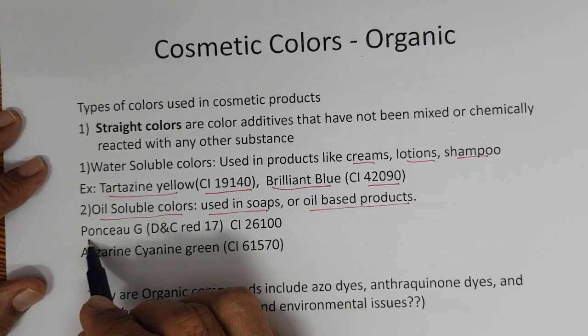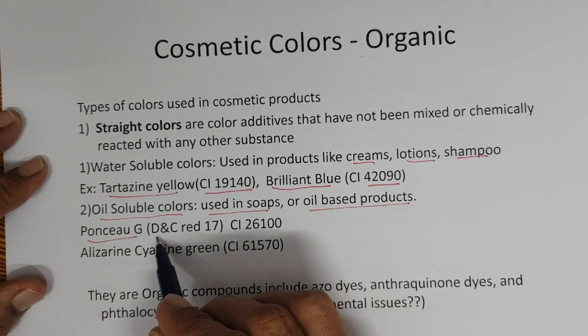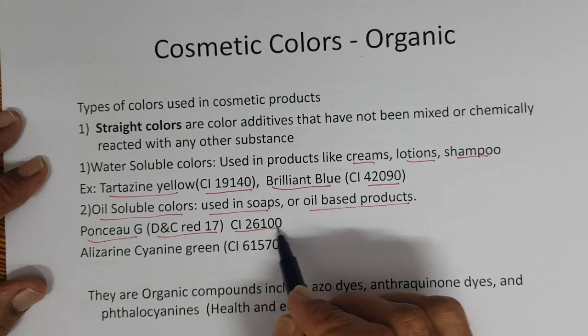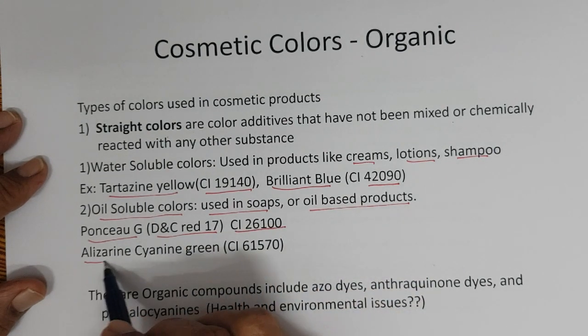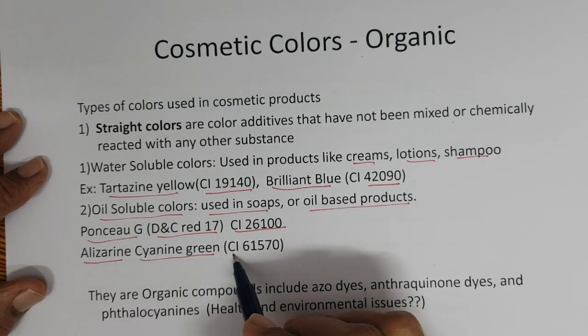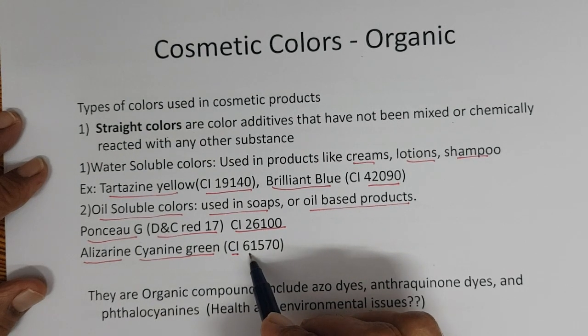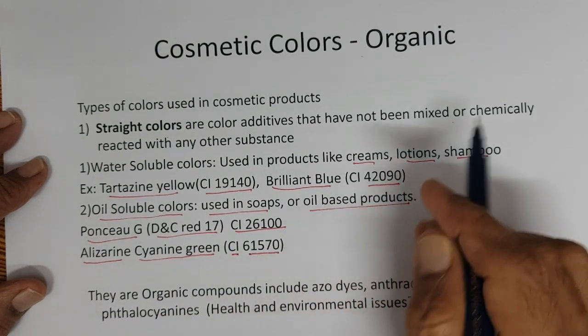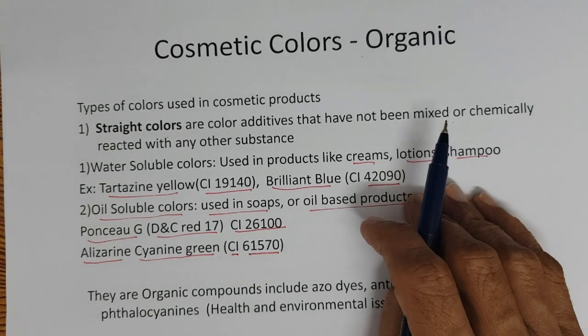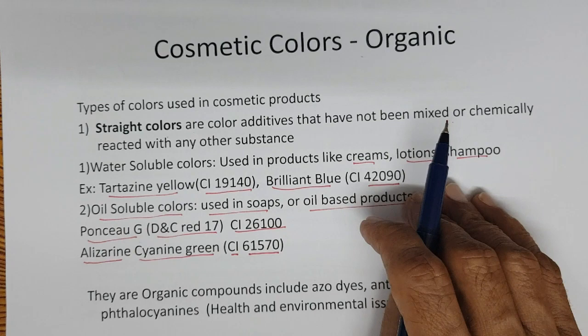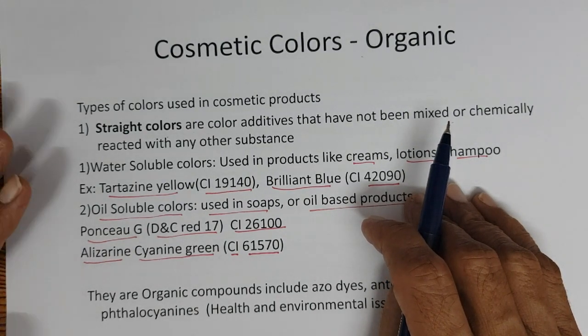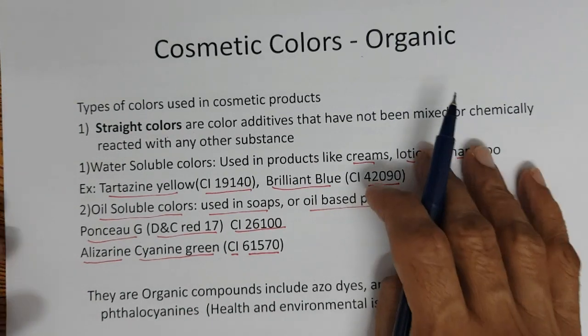For example, Ponceau G, D&C Red number 7, and Alizarin Cyanine Green, color index number 61570. The list of water soluble colors is longer than the oil soluble colors, right? These are all straight colors.